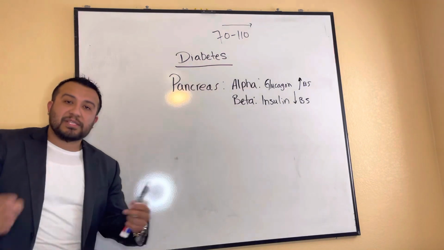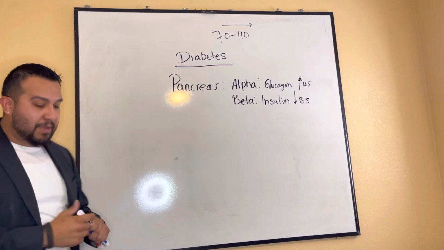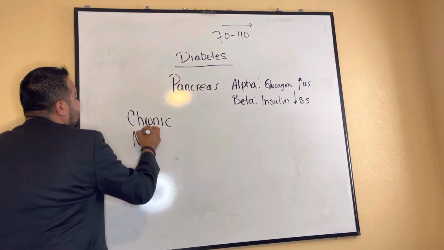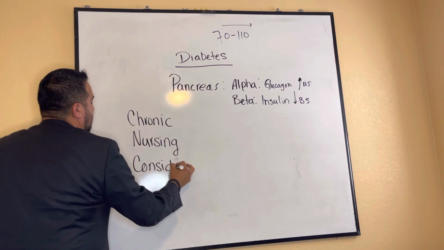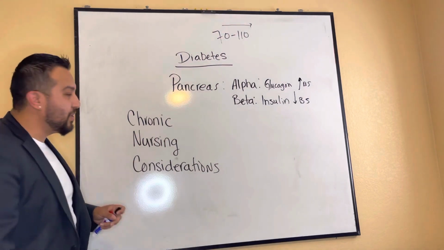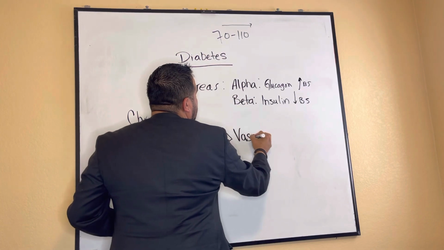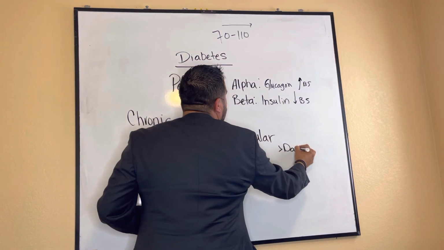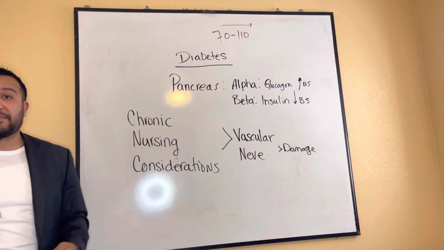Now, continuing with diabetes, we discussed hyperglycemia, we discussed hypoglycemia, we discussed some of the common medications. Now let's talk about your chronic nursing considerations. The reason why I say chronic is because diabetes mellitus is a long-term issue, right? So we're looking for vascular and nerve damage. Remember, the ketones and the glucose and the acids, all that stuff destroys blood vessels and nerves.